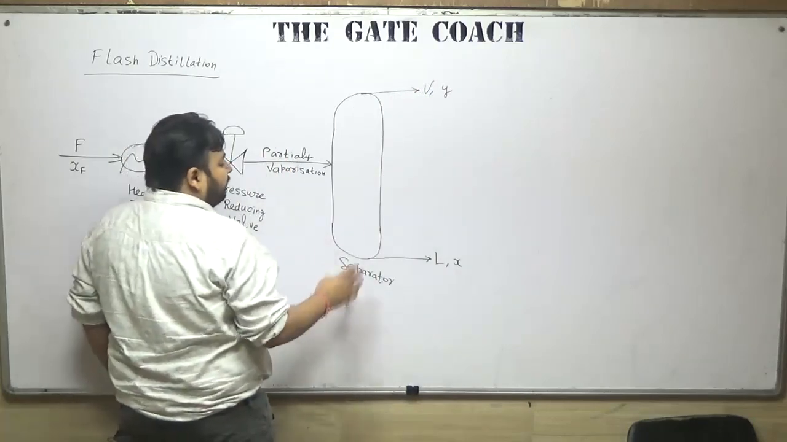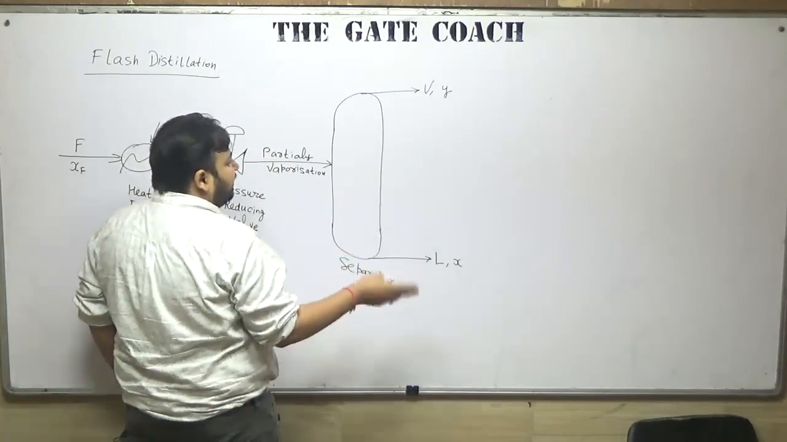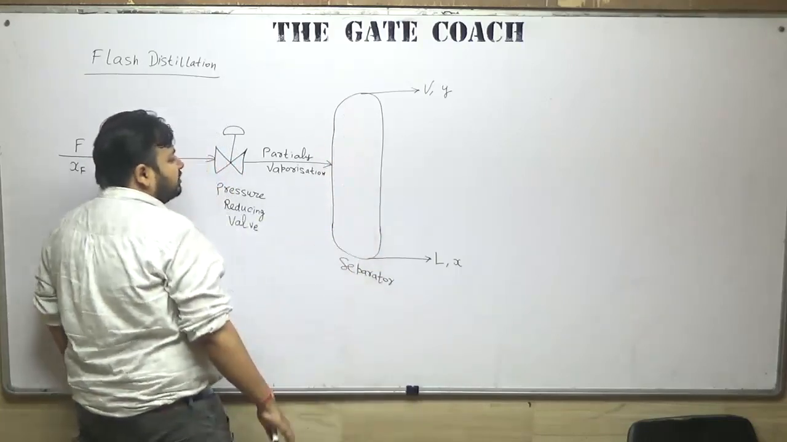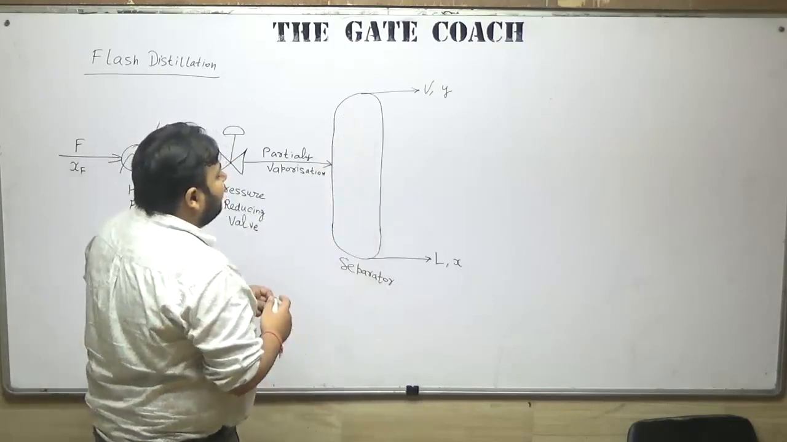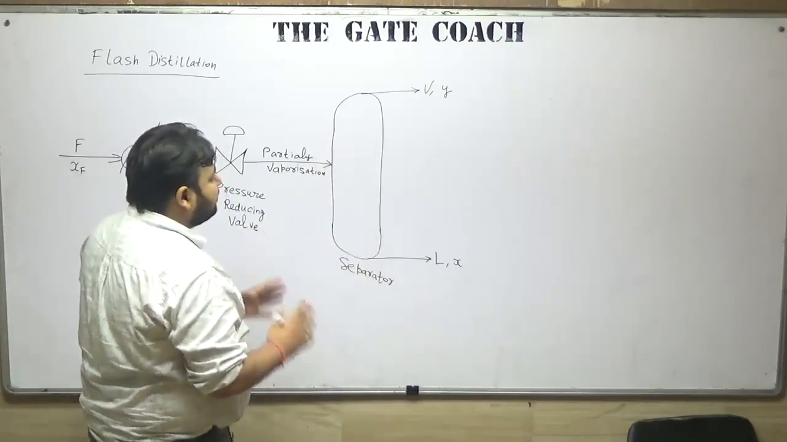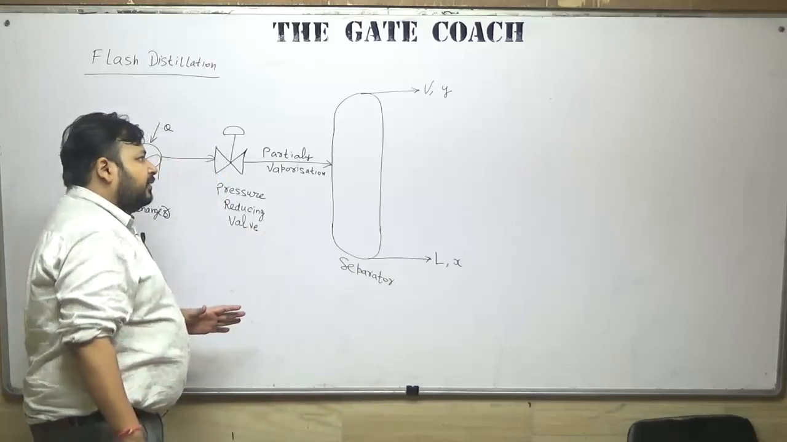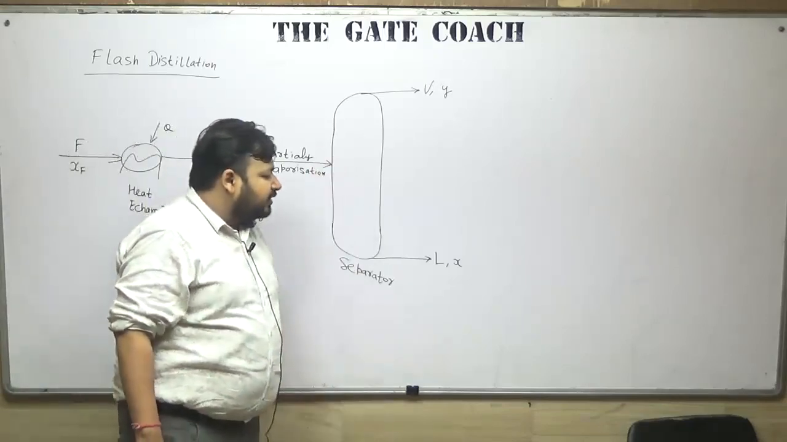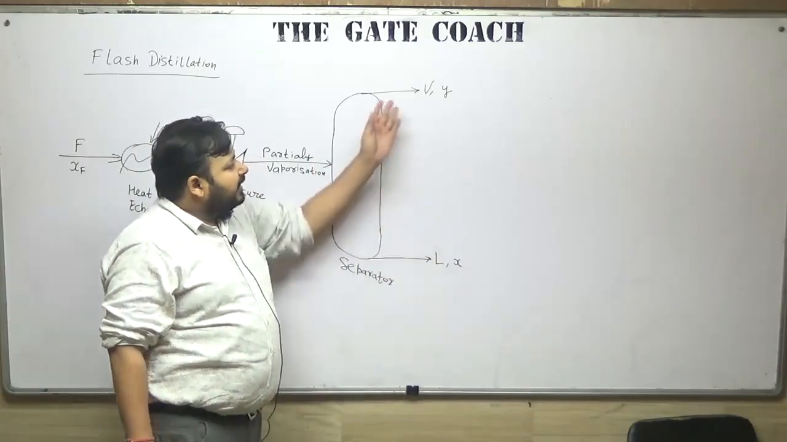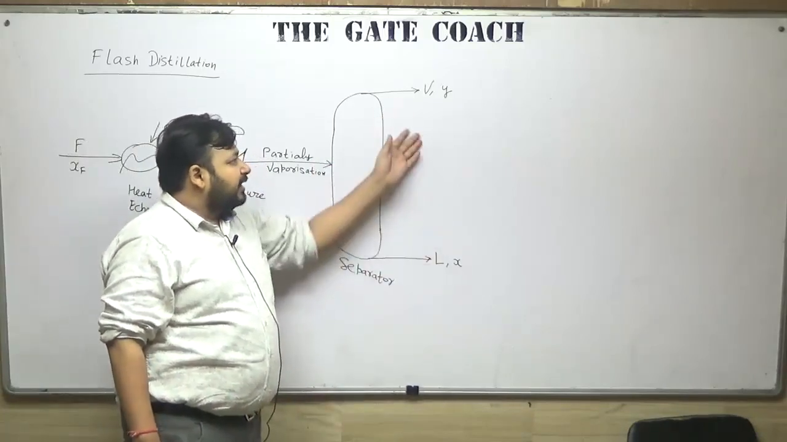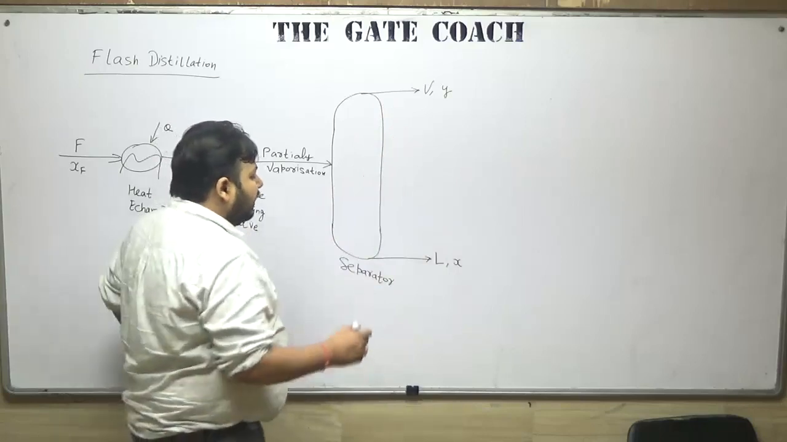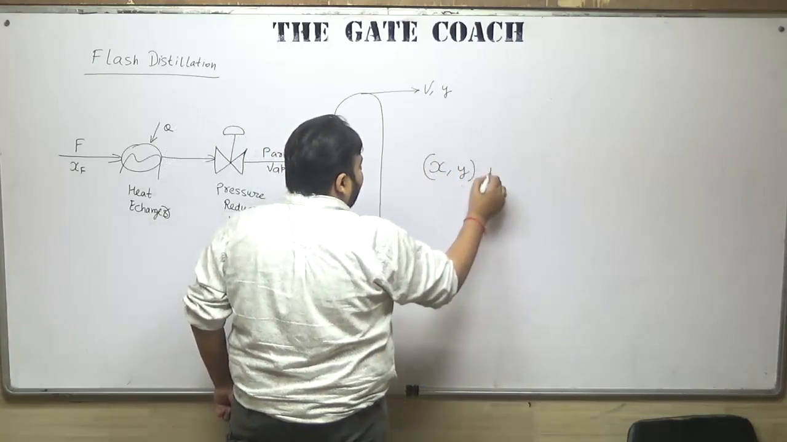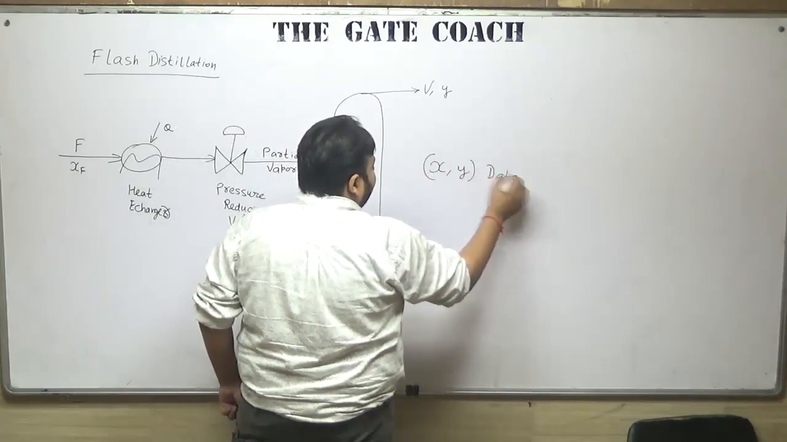And when we find two or three consecutive data to be same, then we say that whatever separation can be achieved, that has been achieved, and now no further separation can be achieved. So जितनी separation हो सकती थी हो गयी है, अब इससे ज़्यादा separation नहीं हो सकती, and then we finally extract our products, the liquid product and the vapor product. And this xy data we collect.